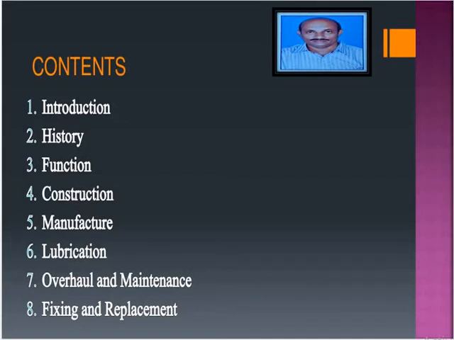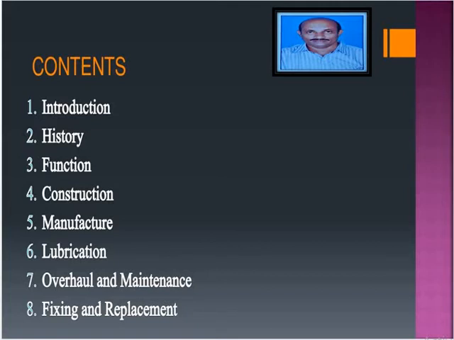Generally the cross section of the connecting rod is I section, rectangular, circular, tubular, or H section. So there are different sections. Now we will see, having given a small introduction.